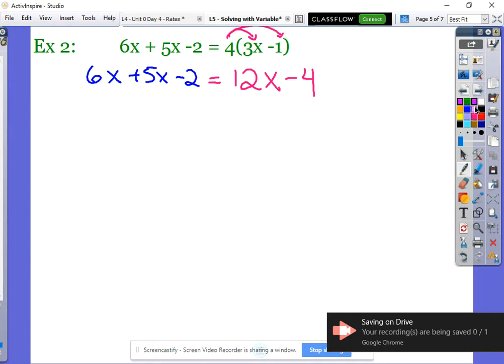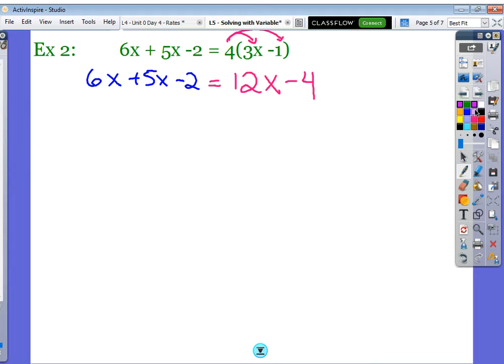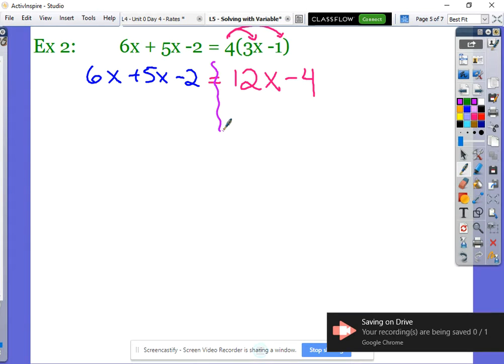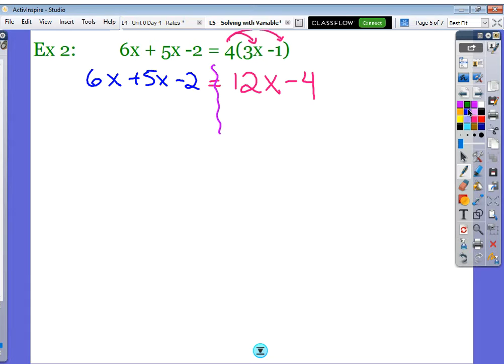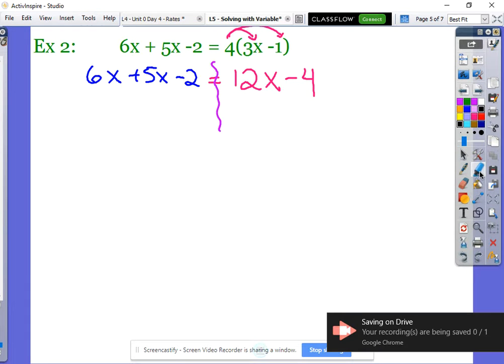And now C stands for combine like terms. Remember, only on one side of the equal sign, not crossing over. So I do have some like terms here on the left. My like terms on the left are 6x and 5x. So I combine those. 6x plus 5x gives me 11x minus 2. The 12x and the 4 are not like terms, so they're still there.